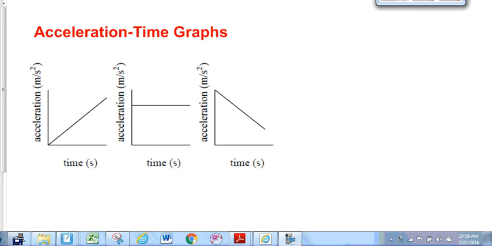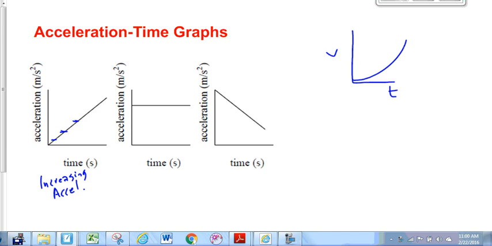An acceleration time graph, this would mean what's happening to the value of the acceleration? Here it's something. Here it's something bigger again. This is just increasing acceleration, right? This is like the graph for velocity time graph if it looked like this, increasing acceleration.